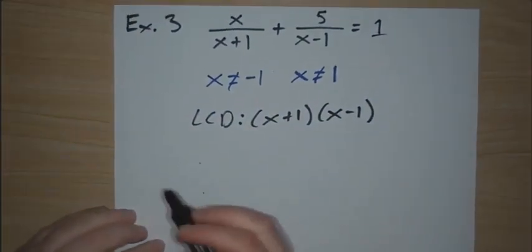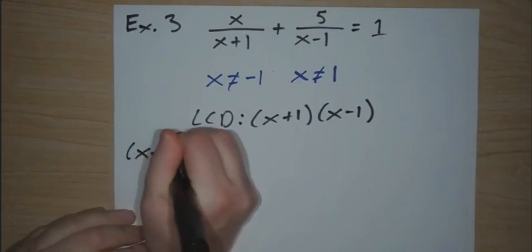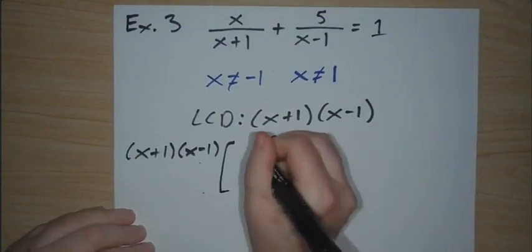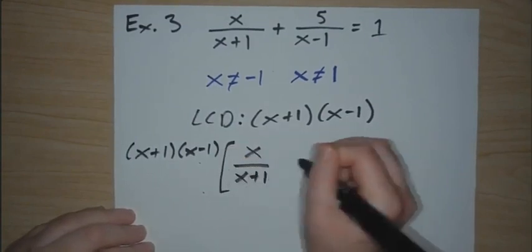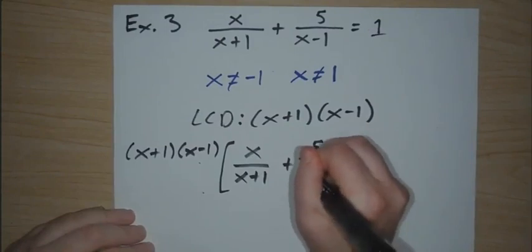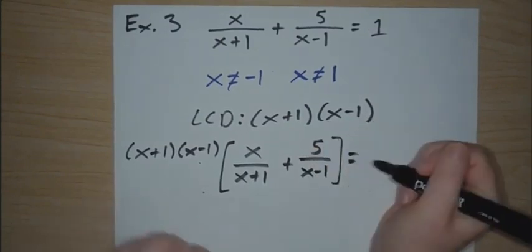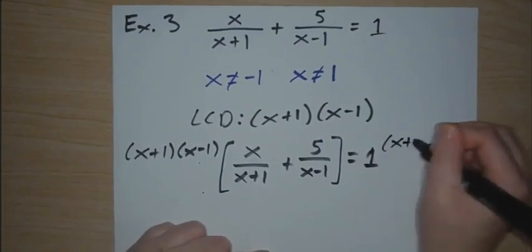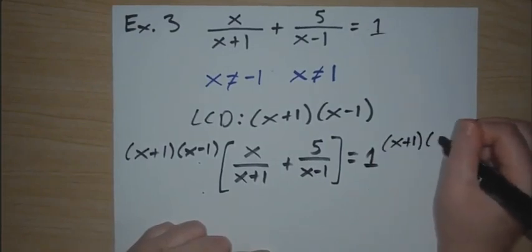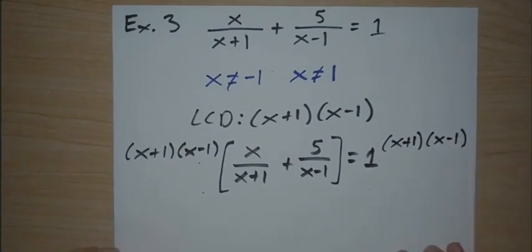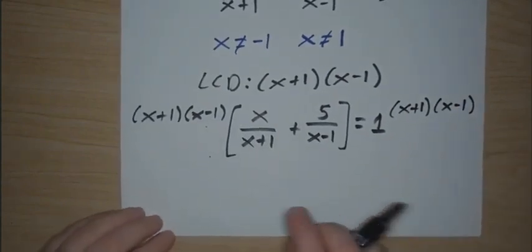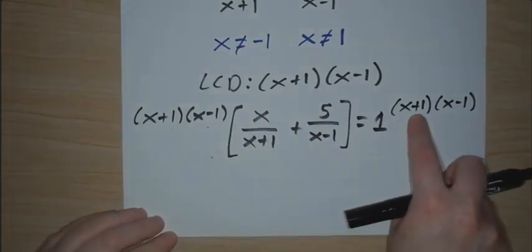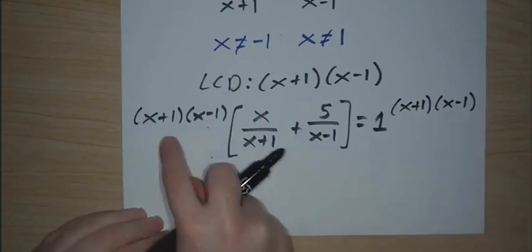So we have x plus 1, x minus 1 times x over x plus 1 plus 5 over x minus 1, and 1 times x plus 1 times x minus 1. So these terms will distribute to both of these two terms. This 1 is going to essentially just equal whatever this is.